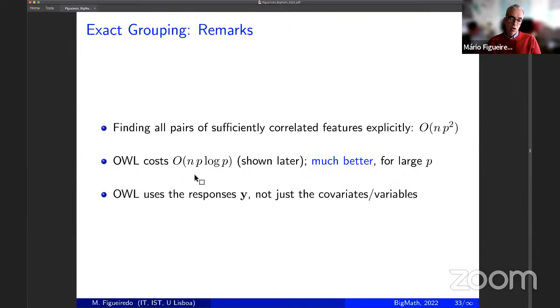Whereas solving this problem, I'll show you in a second, scales as p log p. From p squared to p log p, when p is of the order of thousands, it's a huge difference. So this is much better for large p. Another thing is that OWL uses the responses. Clustering is not only a function of the correlation itself. It depends also on the responses, because you're solving the supervised learning problem, which has this solution.